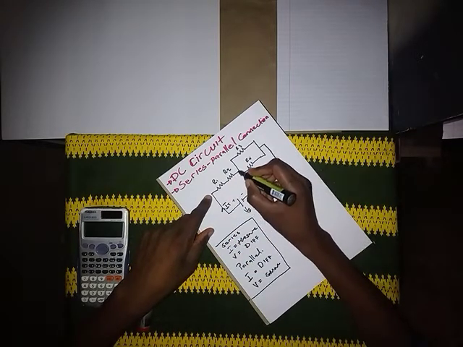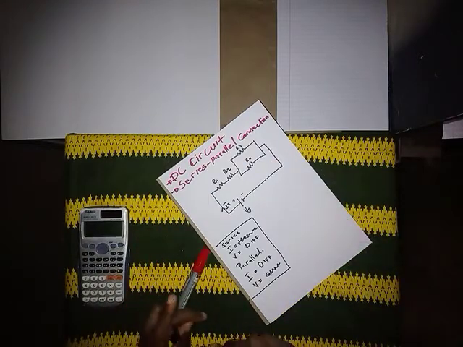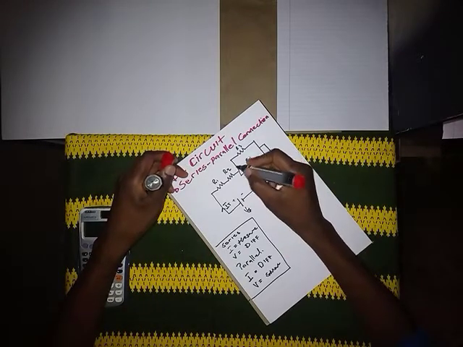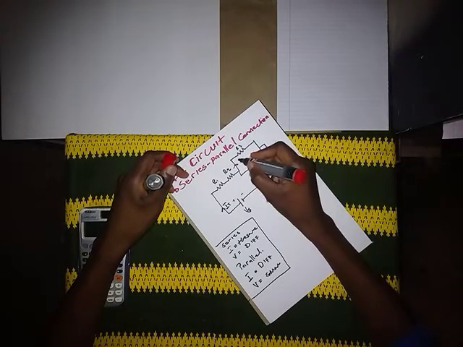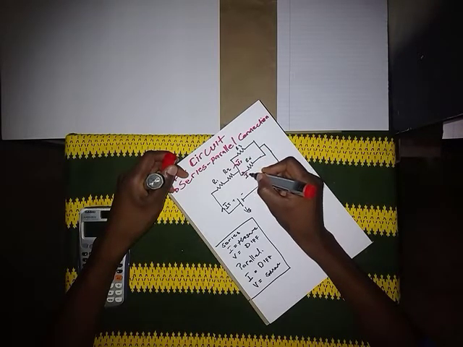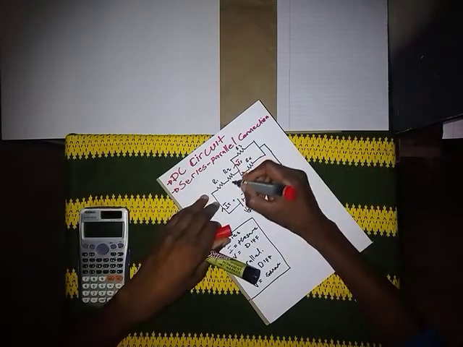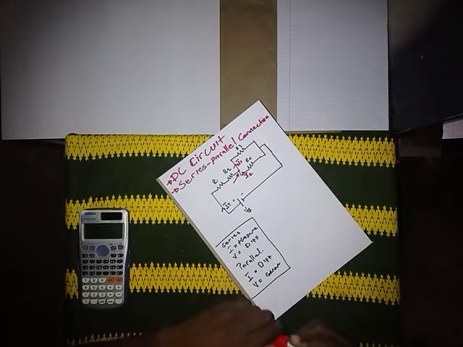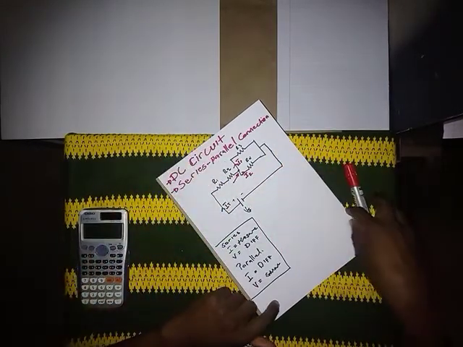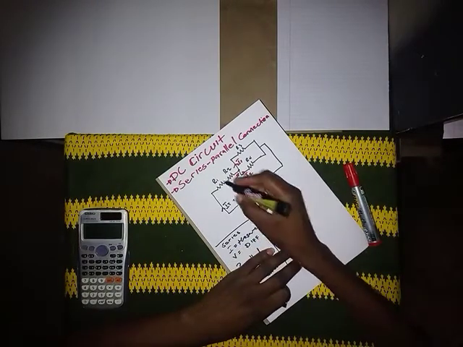But now when IT reaches this point, what are we going to get? The current is going to split into two currents. Let's say this one is I1 and this one is I2. When the current splits, that means these two resistors are parallel. So how do we solve this problem?